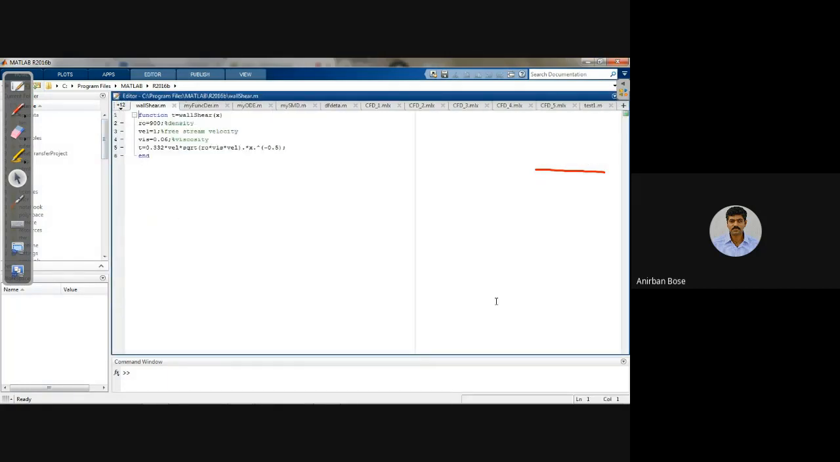This is the function file. You see the function keyword, that is what you have to write for a function file. Then you give any variable name, say t, which represents the wall shear stress, the output, equal to wall shear, which is the important thing. This is the function name, wall shear. Then within brackets I have written x. x is the variable you have to give. So rho is equal to 900, velocity is equal to 1, viscosity is equal to 0.06, then t is equal to 0.332 into velocity, square root of rho, viscosity, velocity.